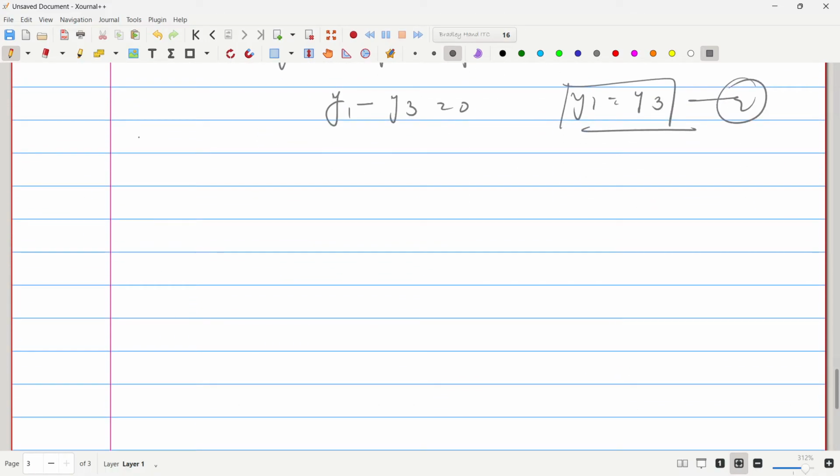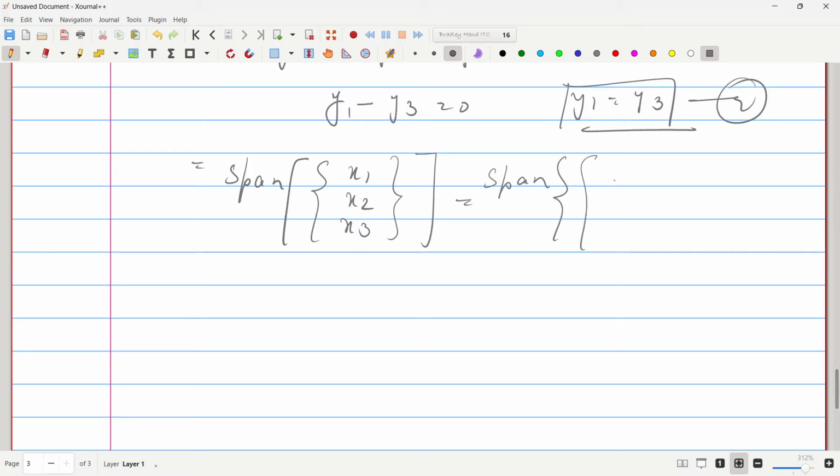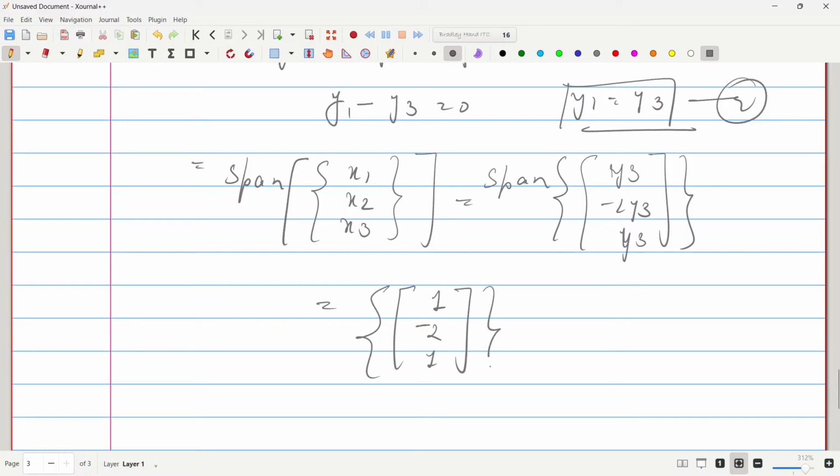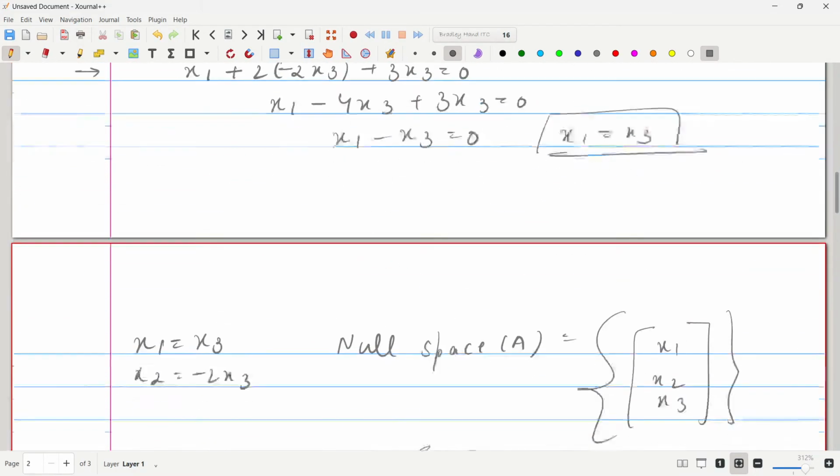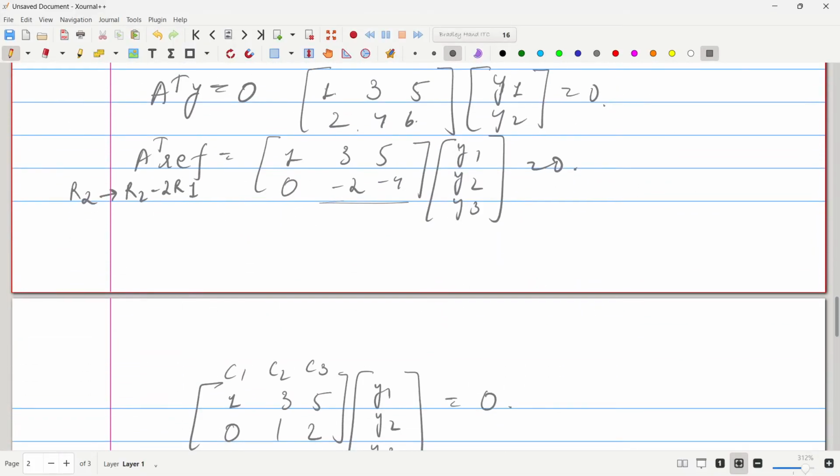So for writing the left null space, this will be the span of x1, x2, x3. In place of x1, we will write y3. In place of x2, minus 2 y3. In place of x3, we will write y3. If I take the y3 column, this will be 1, minus 2 and 1. So this is your left null space. I hope it is clear: the column space, null space, row space, and left null space.